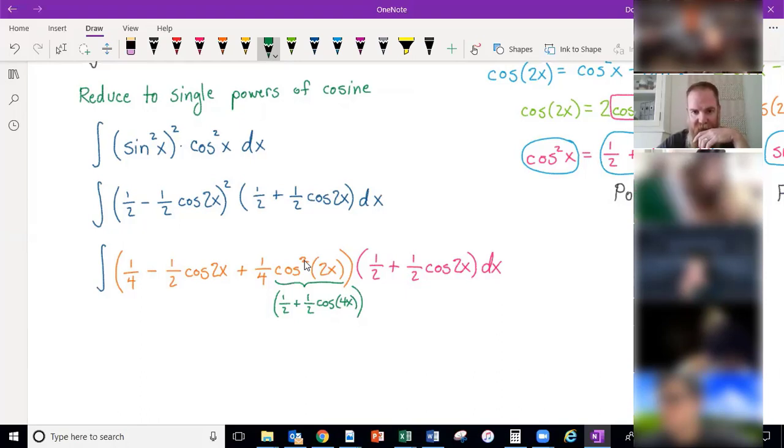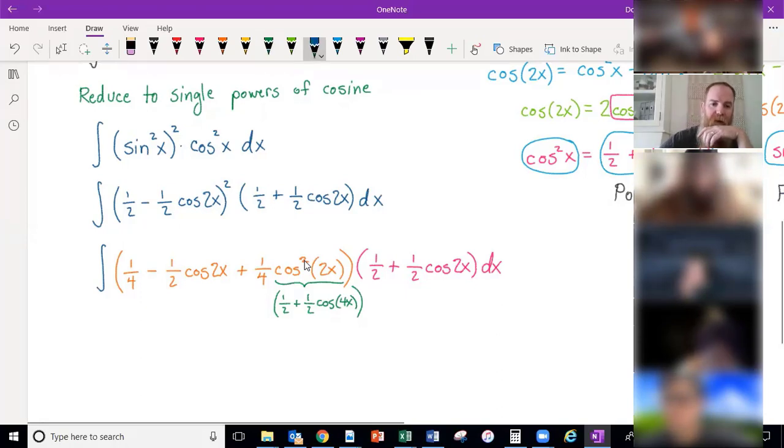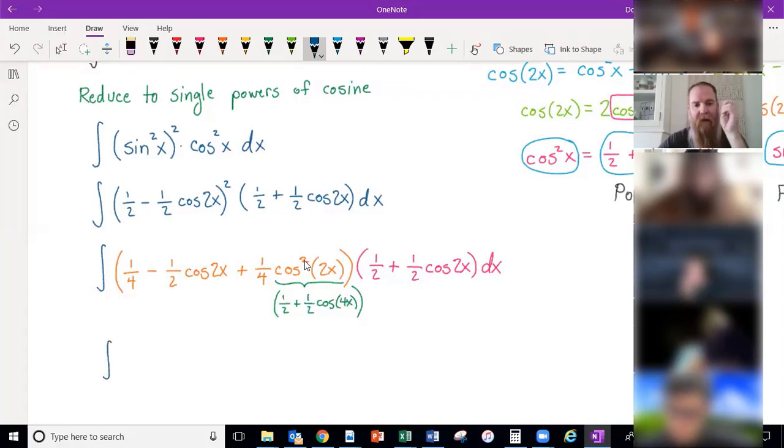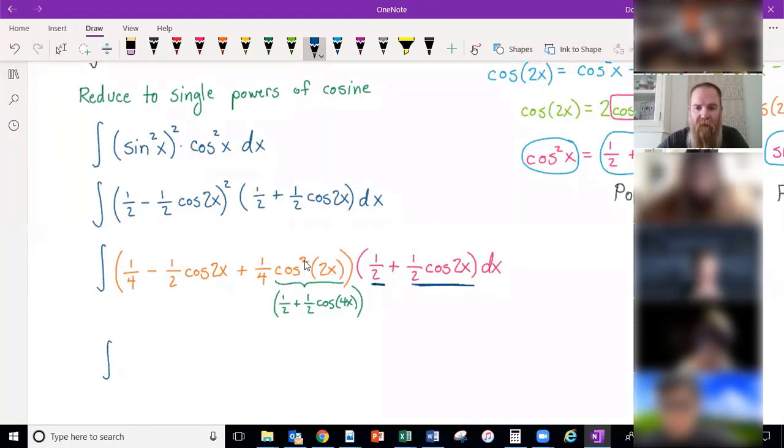I think it's better to just continue to distribute everything first, and then it's a matter of just simplifying from there, because then you can separate the integral and often do this a little bit easier. So notice that we're going to multiply 1/2 to each of the terms over here. Then we're going to multiply 1/2 cosine 2x to each of the terms over here as well. Okay, so this is just the distributive property.